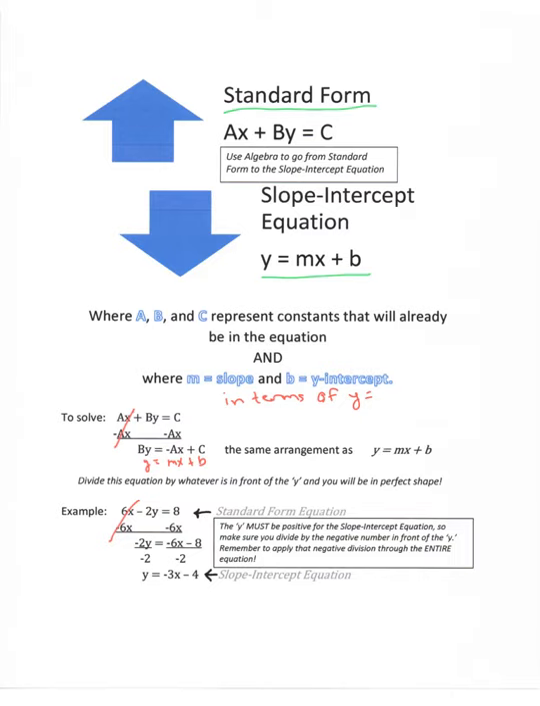Divide everything by negative 2 because you want, I made a mistake, you want the y to be positive. So when you do that, you have y equals positive 3x, minus 4. That is your slope-intercept equation, because you divide everything by negative 2. Okay, it's as simple as that.